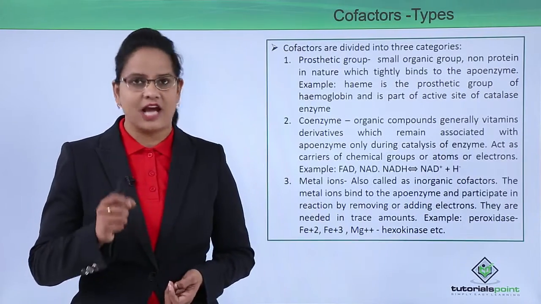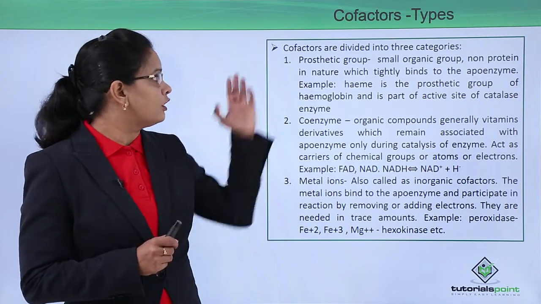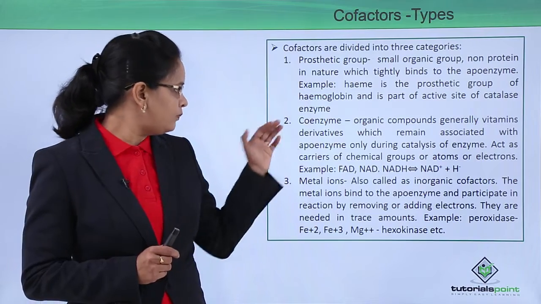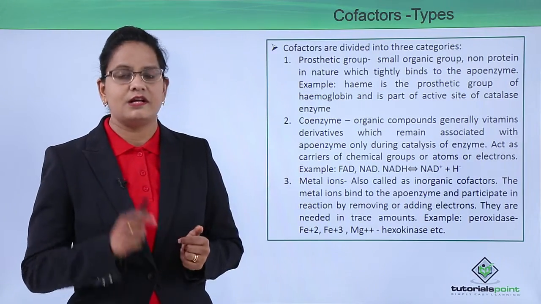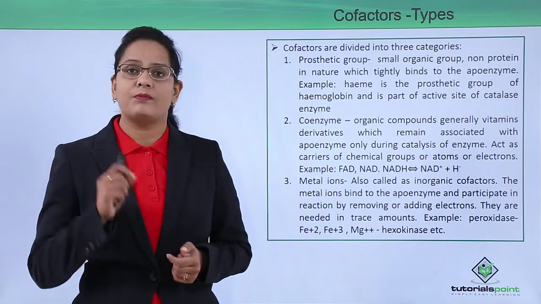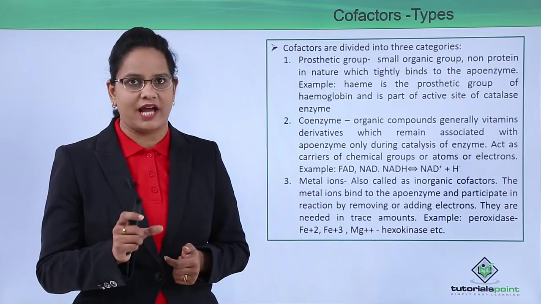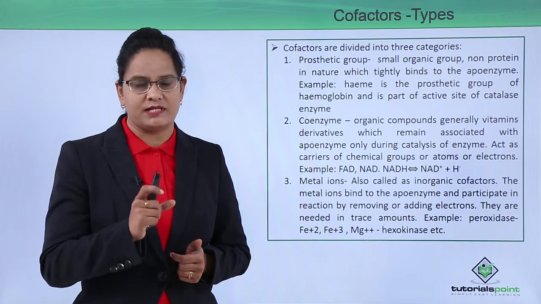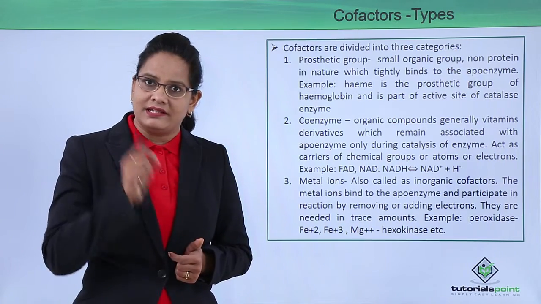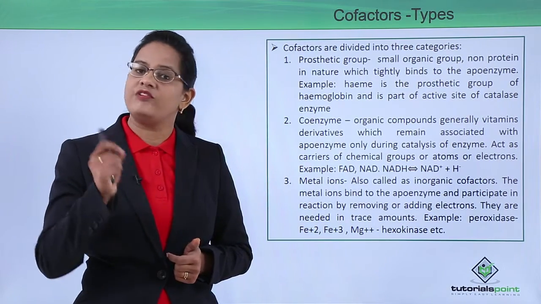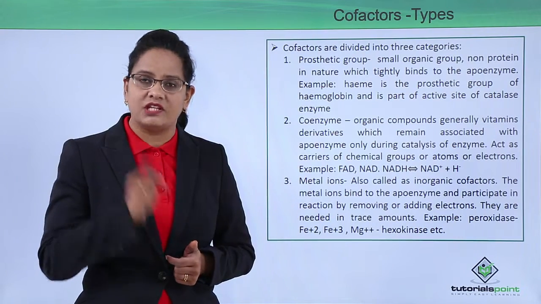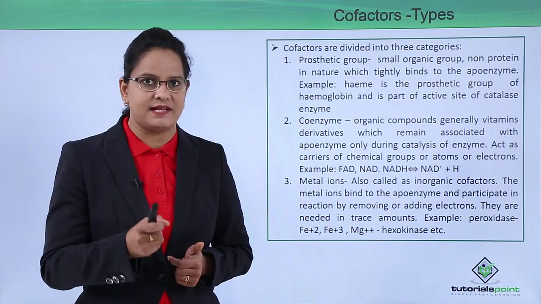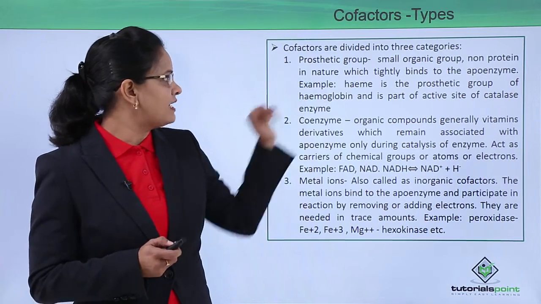Next is the types of cofactors. Now, the cofactors are divided into three categories: the prosthetic group, the coenzyme, and the metal ions. First, the prosthetic group. A prosthetic group is a small organic group which is tightly bound to the apoenzyme, right? So, this group will not be removed in any case, and it is because of this group only that the apoenzyme will function and become a holoenzyme. So, it tightly binds to the apoenzyme.